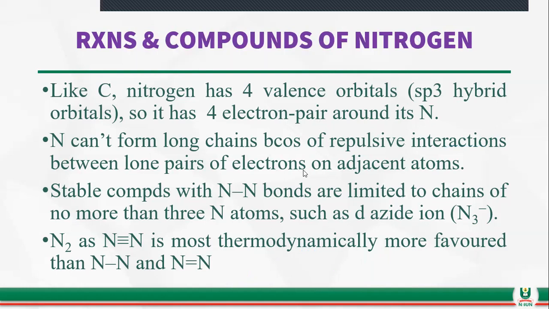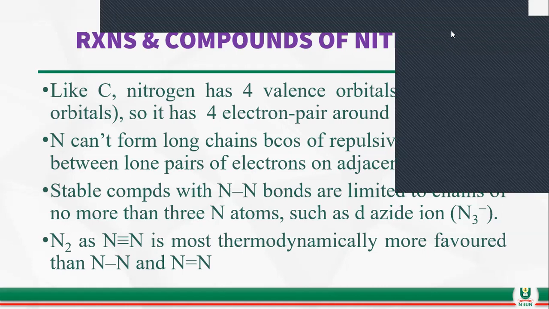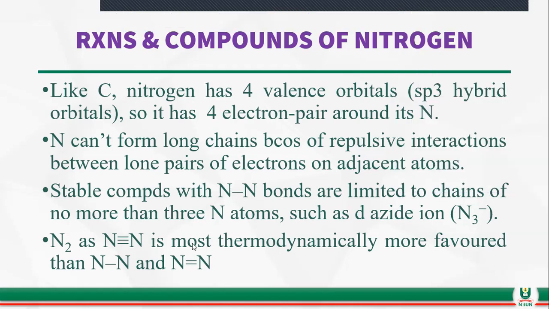The stable compounds with nitrogen-nitrogen bonds are limited to chains of no more than 3 nitrogen atoms, such as the one you have on this side. This has 3 nitrogens with a negative charge. However, when you look at nitrogen, it exists in a diatomic nature. So the most stable among them is N triple bond N.